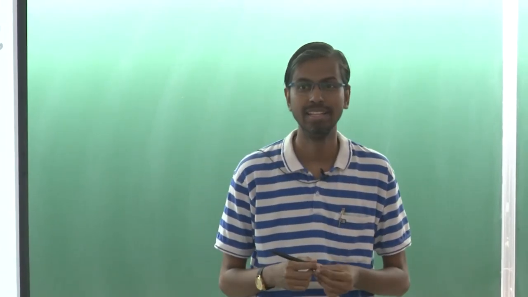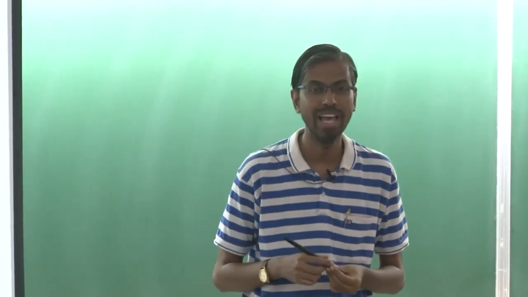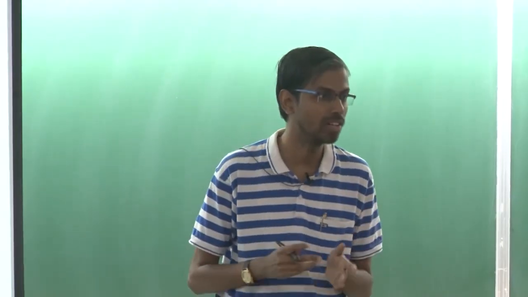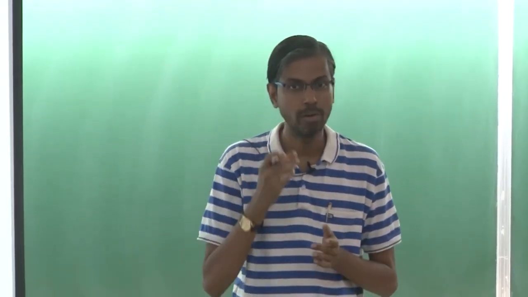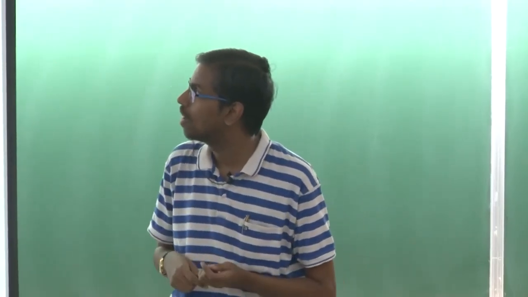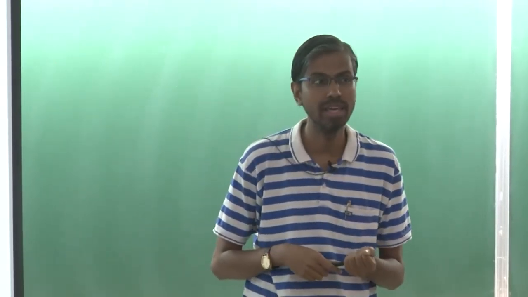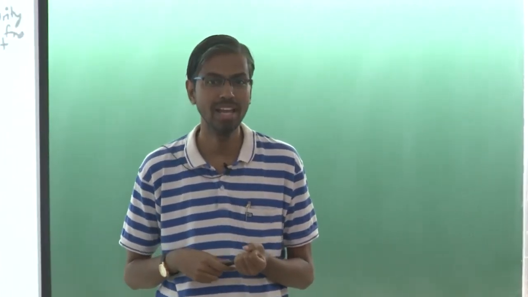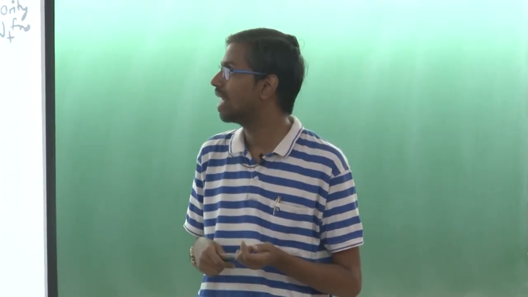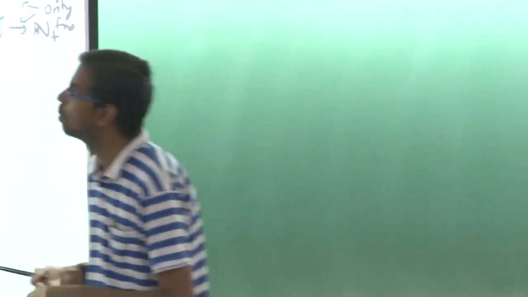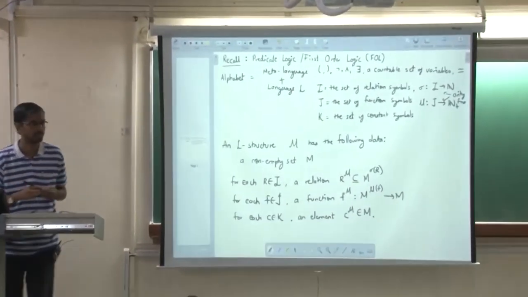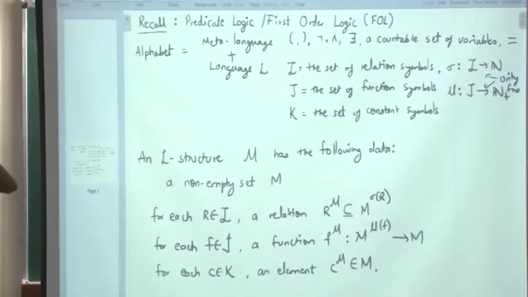Okay, let's begin. We have started looking at predicate logic, which is also known as first order logic. We are not going to look at any higher order logic, second order. Our alphabet for the predicate logic consists of metalanguage plus a language, as usual. Oh, perhaps I missed a plus symbol here. Yes, that should be a plus symbol: metalanguage plus a language.